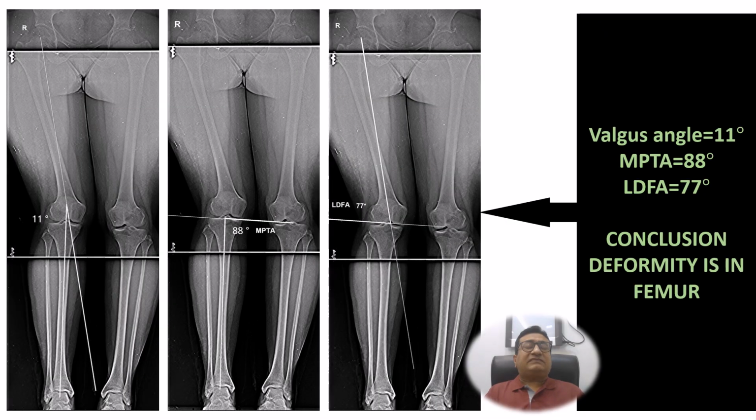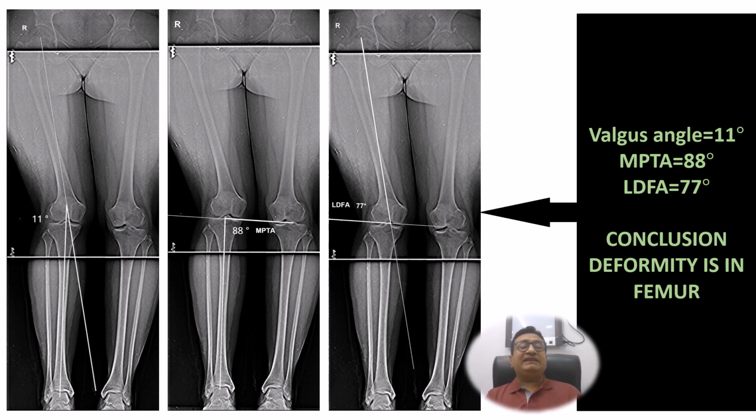Now if we see her full length X-ray and do pre-operative planning, we can see that there is a valgus angle of 11 degrees on the right side. If we do a malalignment test, the medial proximal tibial angle is 88. As we all know, MPTA should be 87 plus or minus 3, so here MPTA is in the normal range. If we measure the lateral distal femoral angle, the normal value is 87 plus or minus 3. Here, instead of 87 it is 77, so the whole deformity lies in the distal femur.